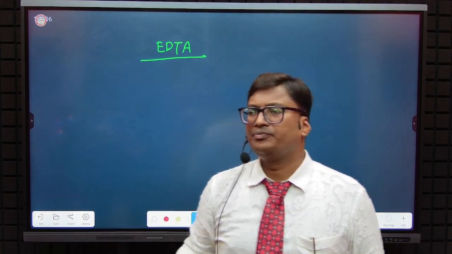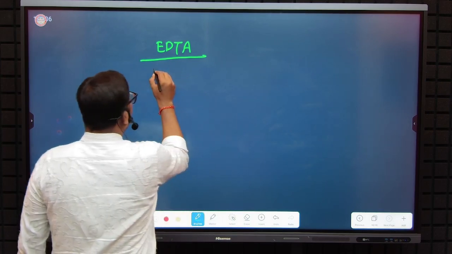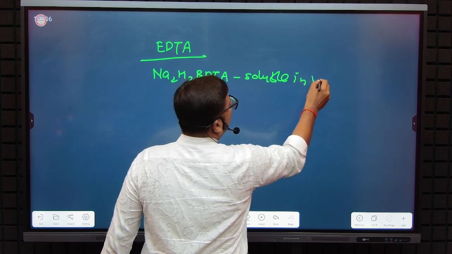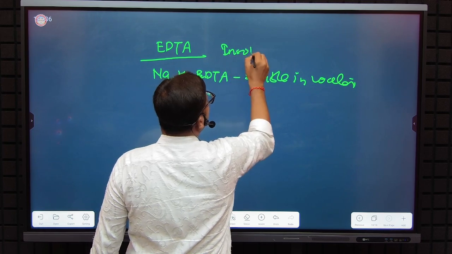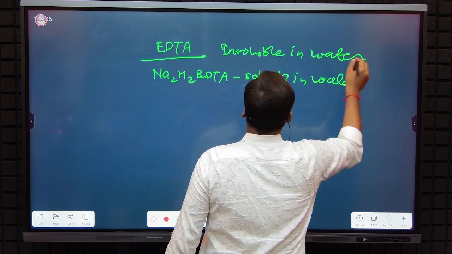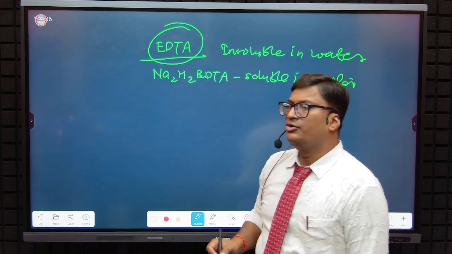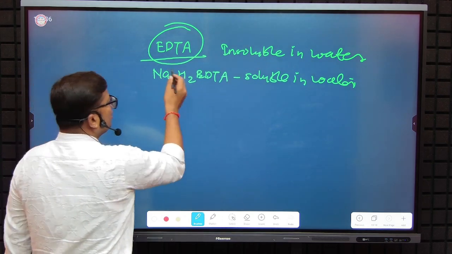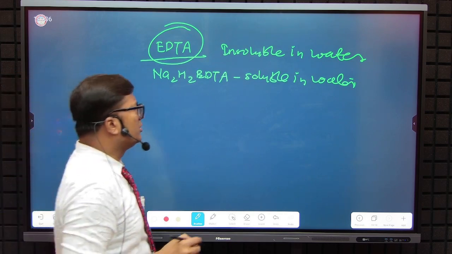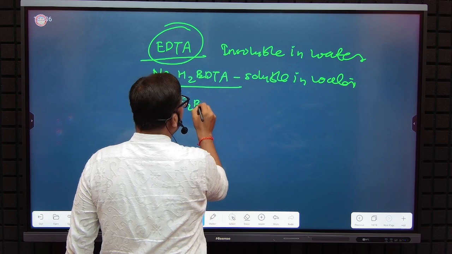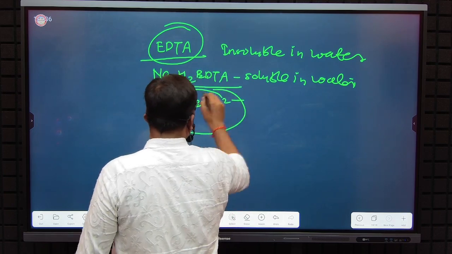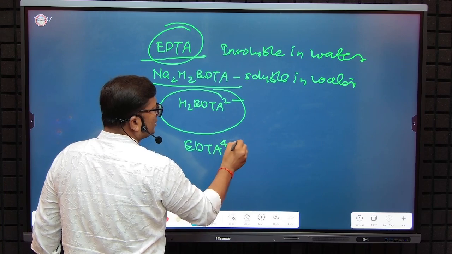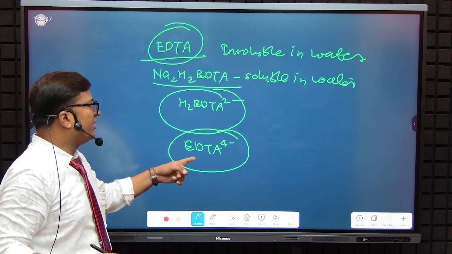The neutral acid is insoluble in water, while the disodium salt, Na2H2EDTA, is soluble in water. The neutral form does not form stable complexes. Only by ionization are stable complexes obtained. Because of the two nitrogen-sodium sites, it has two negative charges, so H2EDTA has a 2 minus charge, right? And overall, if 4 hydrogens are removed, then it contains EDTA 4 minus. This is the ethylenediaminetetraacetate ion.